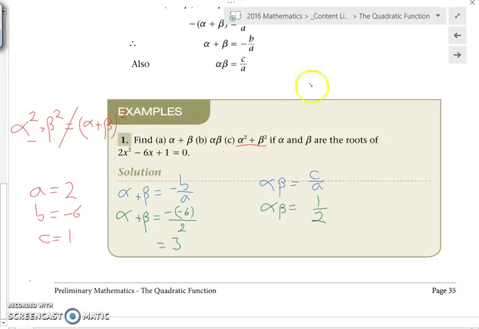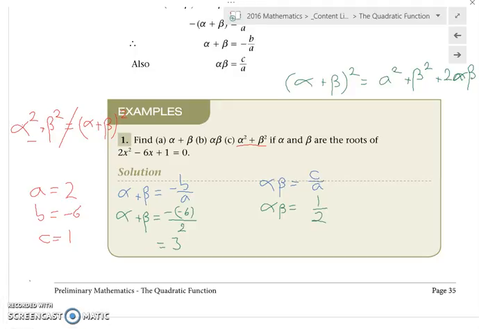Alpha plus beta all squared, that's a perfect square. Square the first, double the product, square the last, yeah? So you end up with alpha squared plus beta squared plus 2 alpha beta. Okay, that's what you end up with if you take that as a perfect square. Now, does that look like something we can use? Yes, it does. We're looking for this, alpha squared plus beta squared.